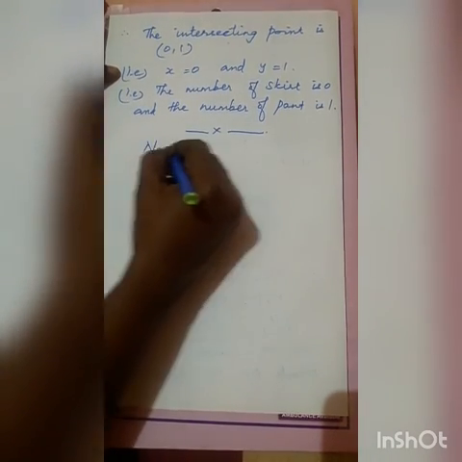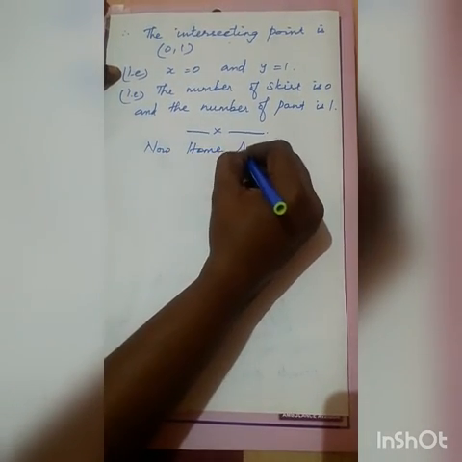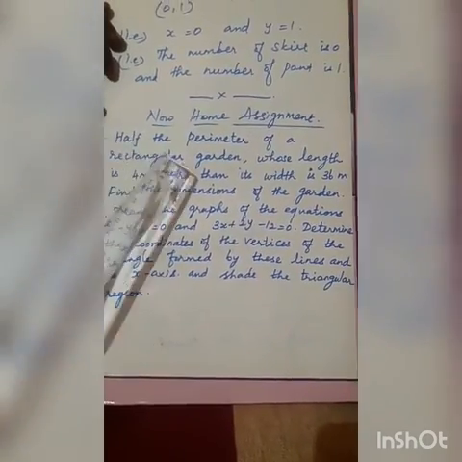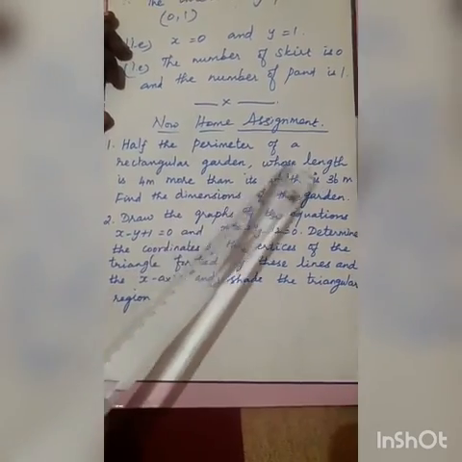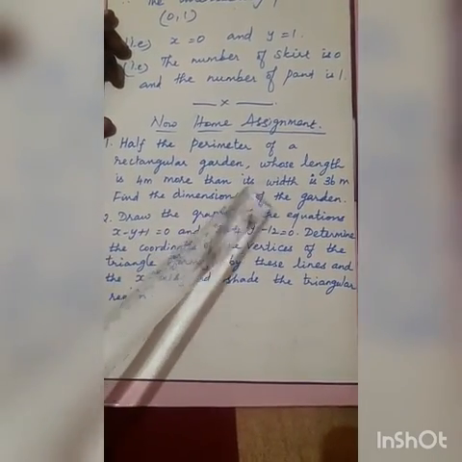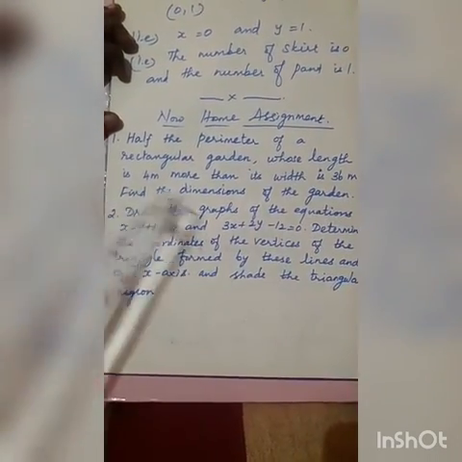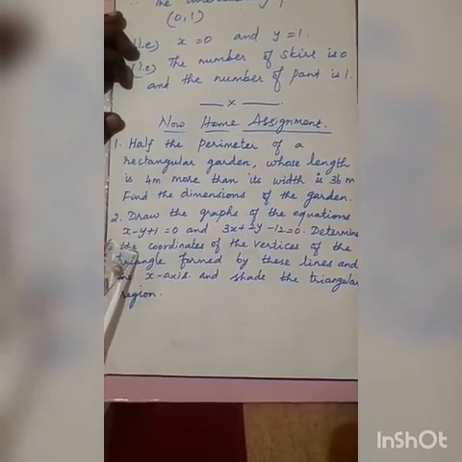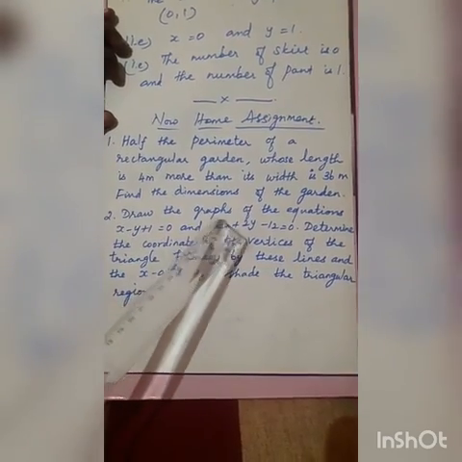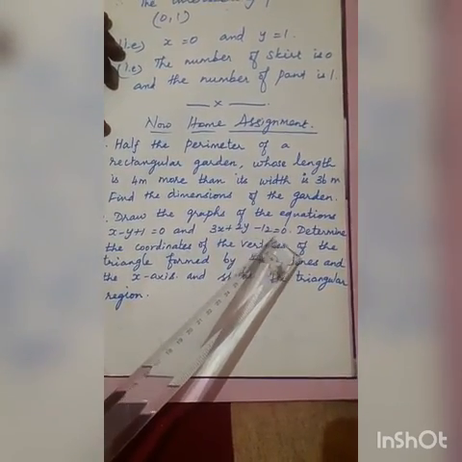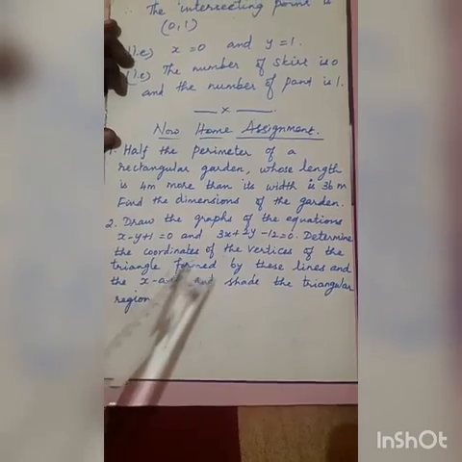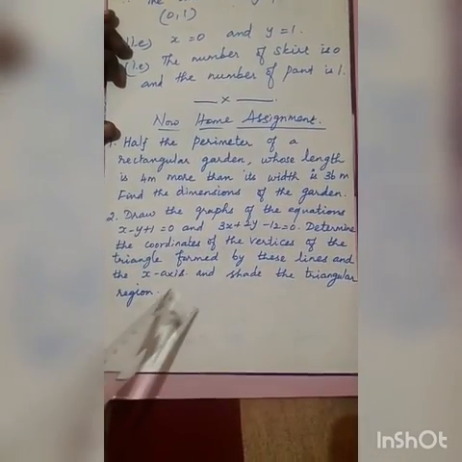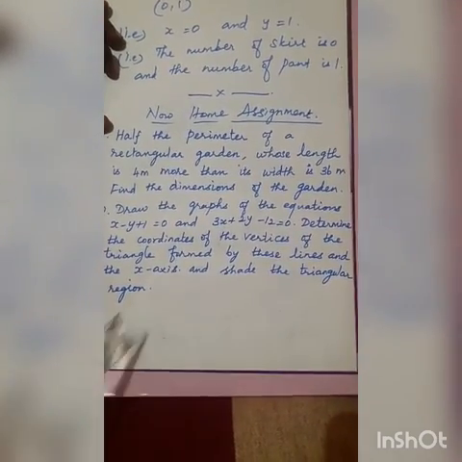Now, home assignment. The perimeter of a rectangular garden whose length is 4 meter more than its width is 36 meter. Find the dimension of the garden. Second one, draw the graphs of the equations x minus y plus 1 equal to 0 and 3x plus 2y minus 12 equal to 0. Determine the coordinates of the vertices of the triangle formed by these lines and the x-axis and shade the triangular region.